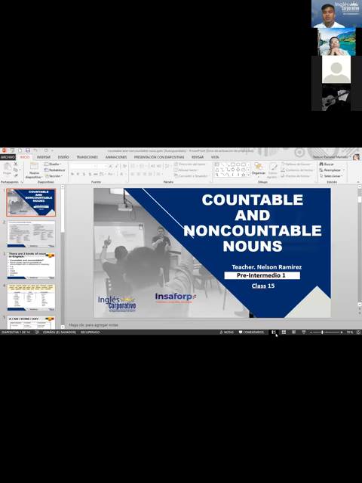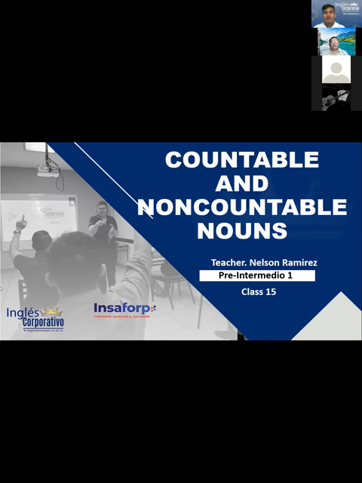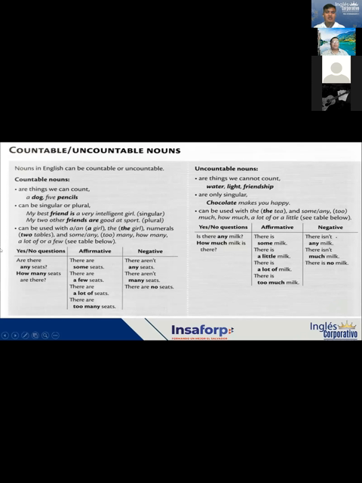So pay attention to those little details that sometimes can get you confused. So guys, for today's class, we're going to talk about countable and non-countable nouns. Today we're going to see some rules or some things that probably some of you already know, or probably some of you do not. So we're going to see that today. And obviously, this is the first part that we have. We're going to start, guys, with the countable nouns.